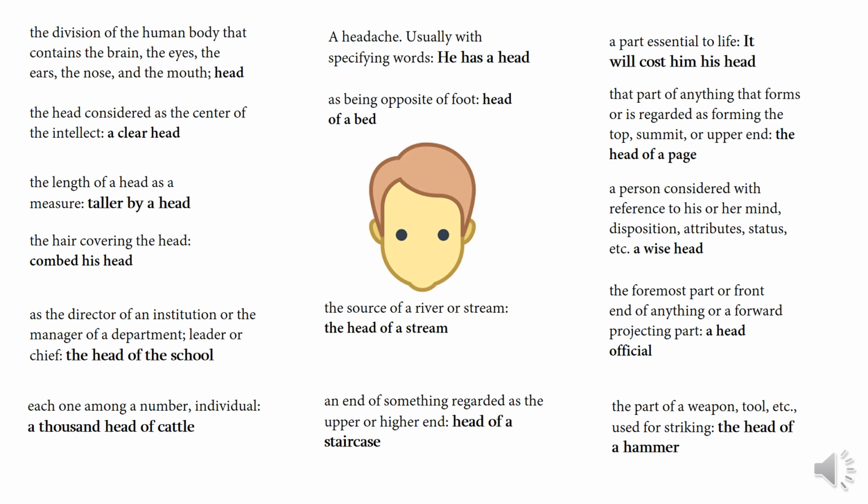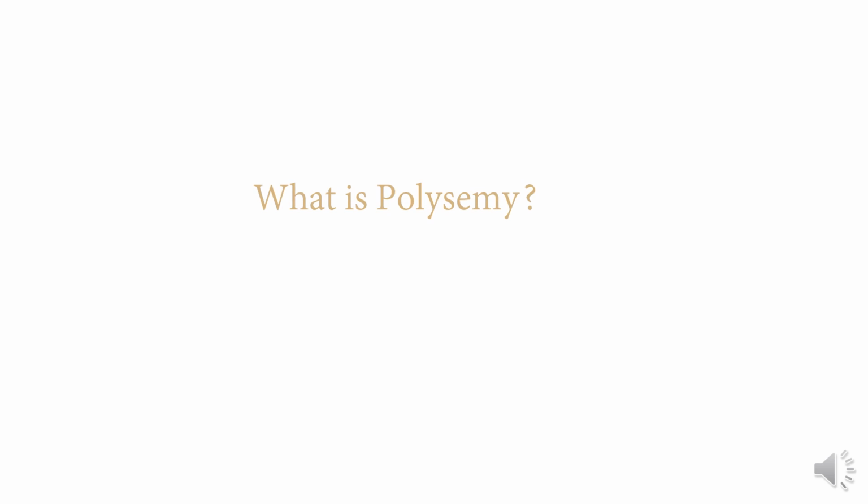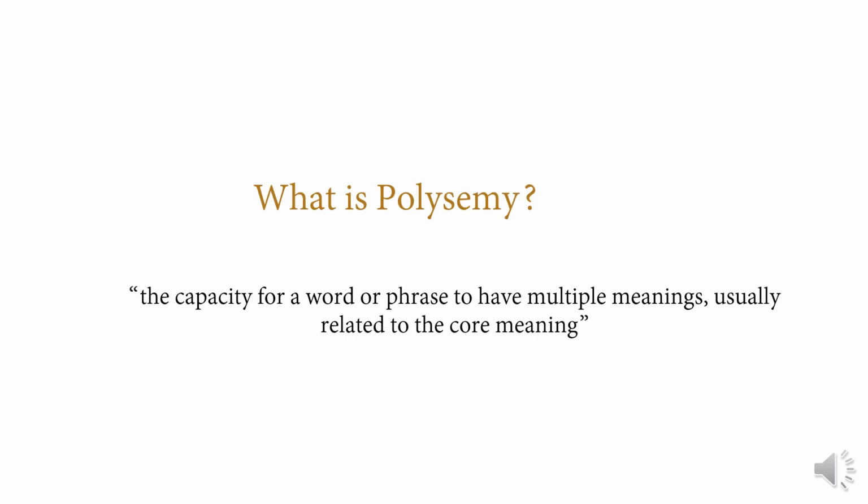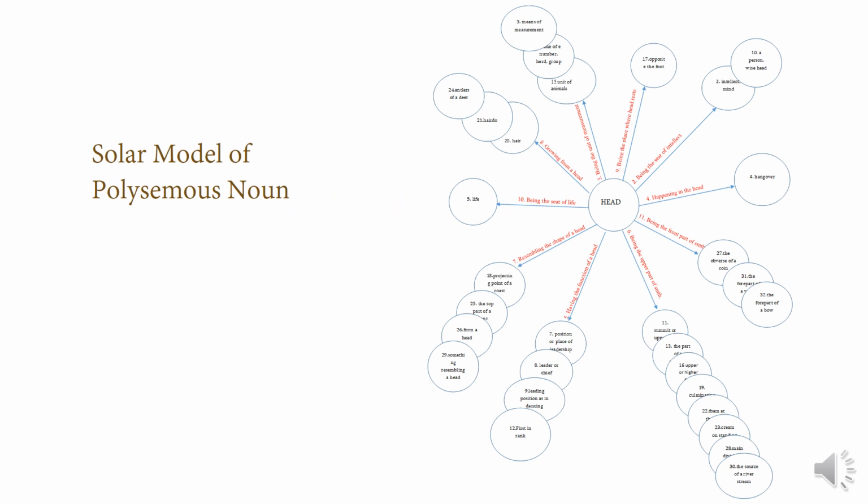So, as you see, the word head is highly polysemous. Now, what is polysemy? It is the capacity for a word or phrase to have multiple meanings, usually related to the core meaning. Let's take a look at this model. And we call this the solar model of polysemous nouns.